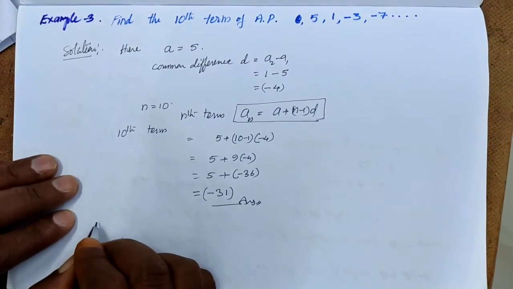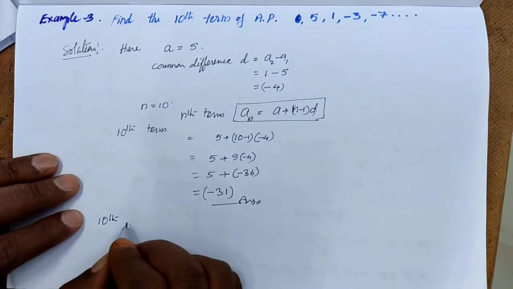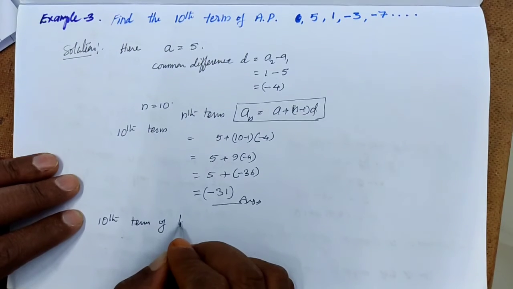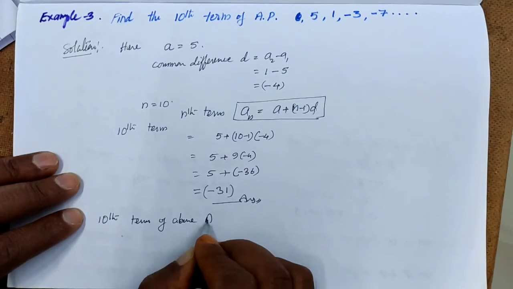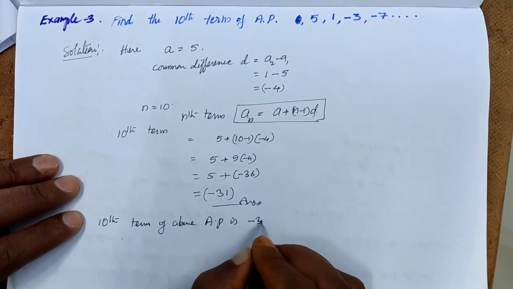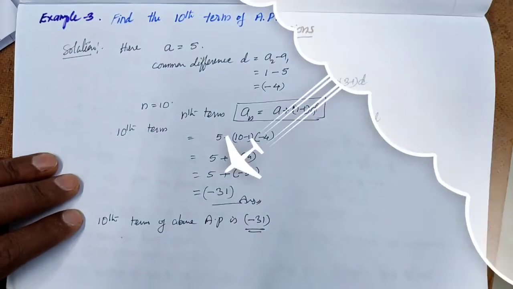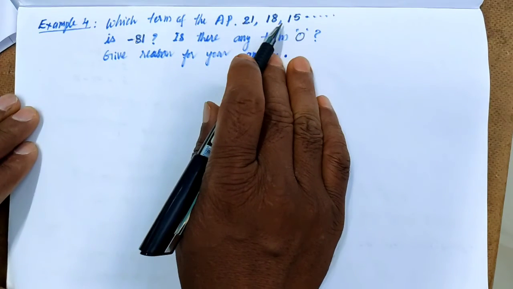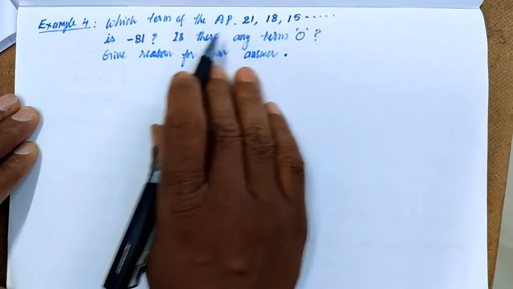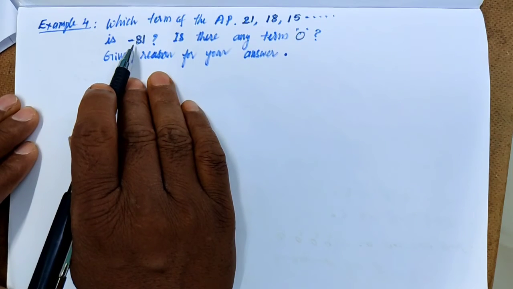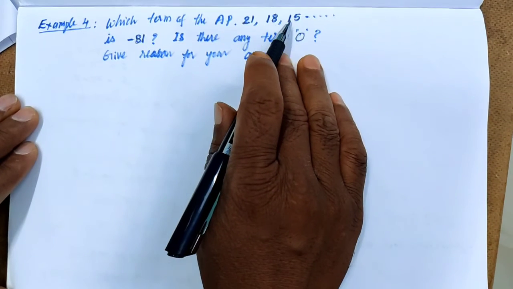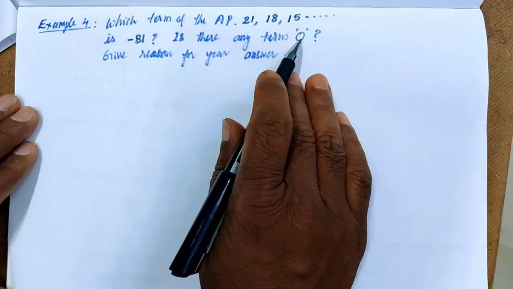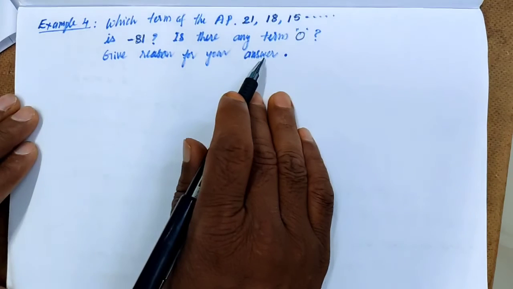Okay, so the tenth term of the above arithmetic progression is minus 31. Example 4: which term of the AP 21, 18, 15, and so on is minus 81? Is there any term 0? Give reason for your answer.